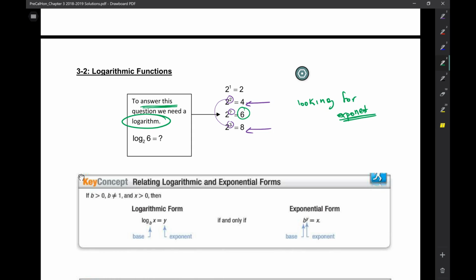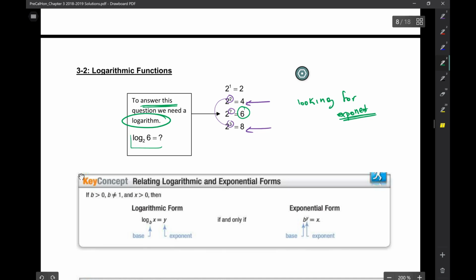So one way I can ask the question is, what is the exponent of 2 so that 2 to the power of that exponent is equal to 6? Now that's a mouthful to say every single time. So I could either say that long sentence, or I could just say log base 2 of 6 equals what? And that means the same exact thing. So if I were walking down the street and I saw that on a billboard, log base 2 of 6, I will immediately think to myself, oh, somebody's looking for an exponent of 2 that would give them a 6. Okay? That's what that means.